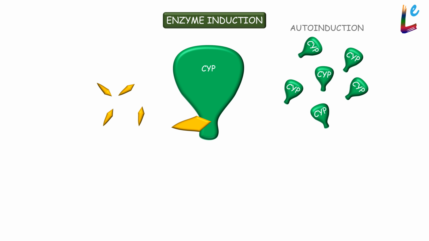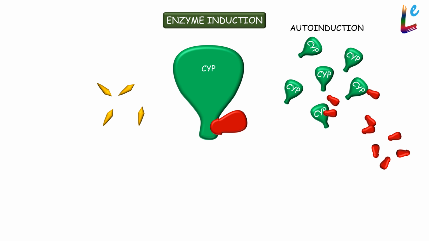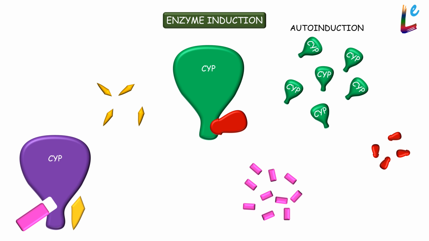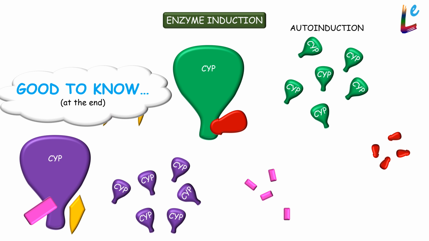This is autoinduction. We know that CYPs have broad substrate specificity. So, if the enzyme metabolizing a particular drug also metabolizes other drugs consumed by the person, the metabolism of those drugs can also be enhanced. And sometimes a xenobiotic may induce a different enzyme that metabolizes a different drug. How this happens has been explained at the end of the video in the section on good to know facts.